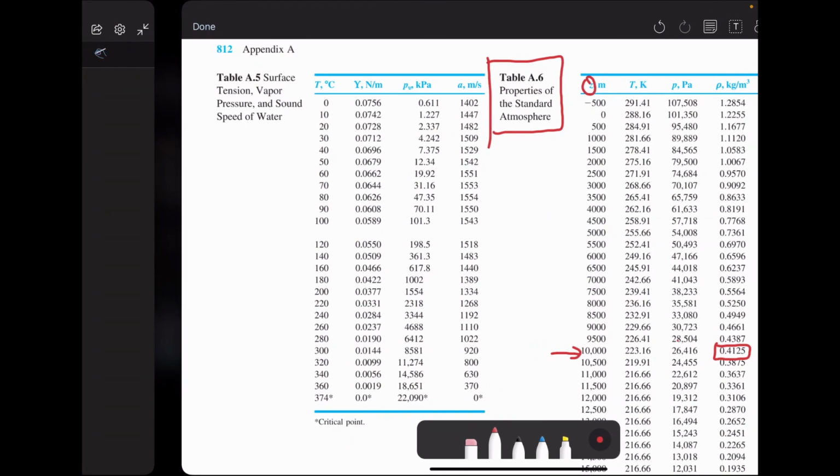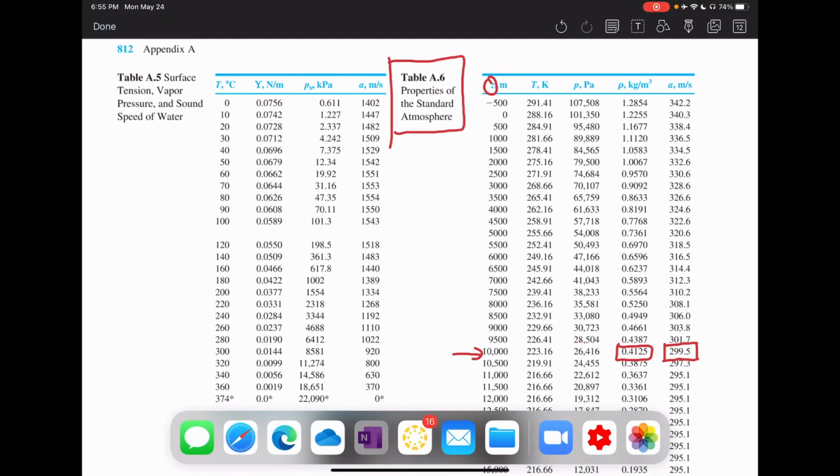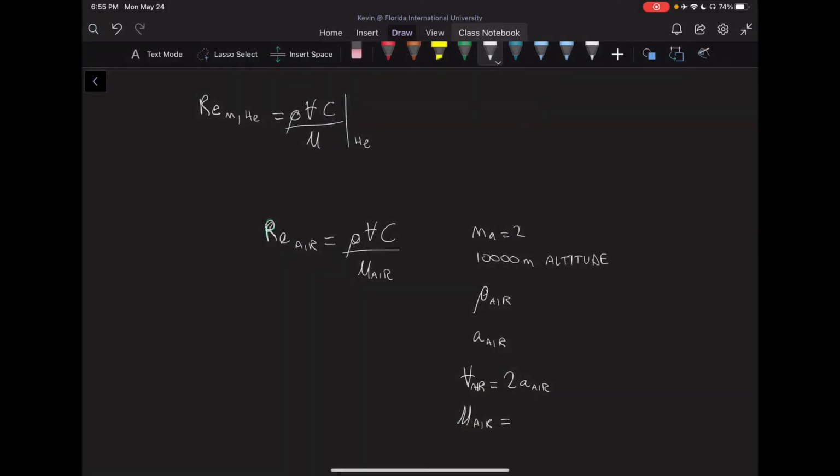So if we go back to our system here, we can say that from table A6, density of air is equal to 0.4125, and the speed of sound of air is 299.5 meters per second. Therefore, the velocity of our air is going to be 599 meters per second.